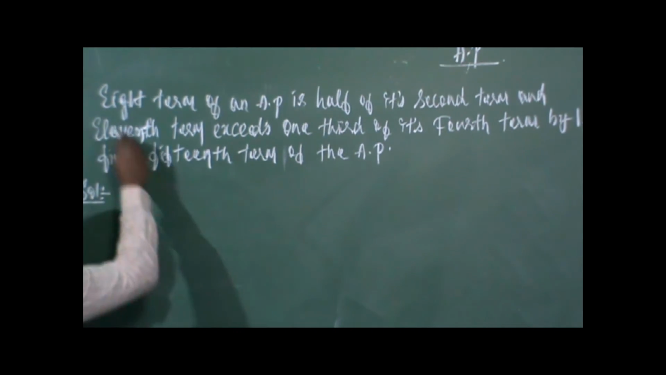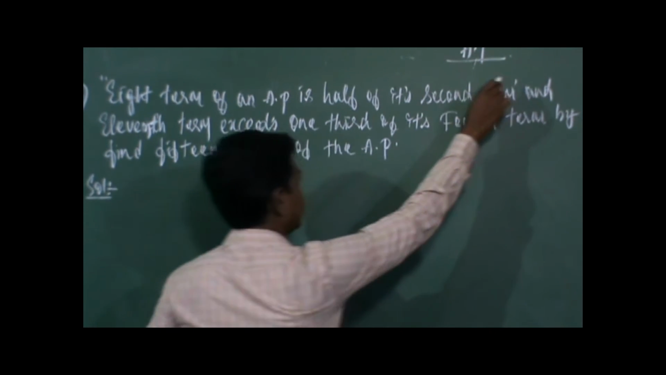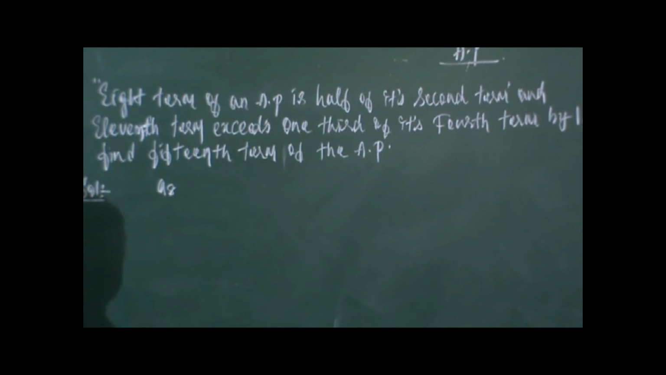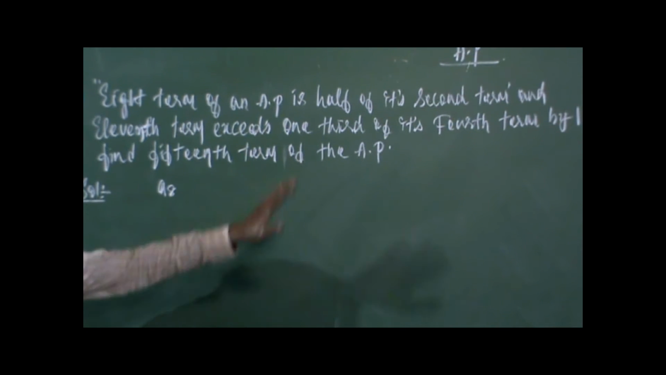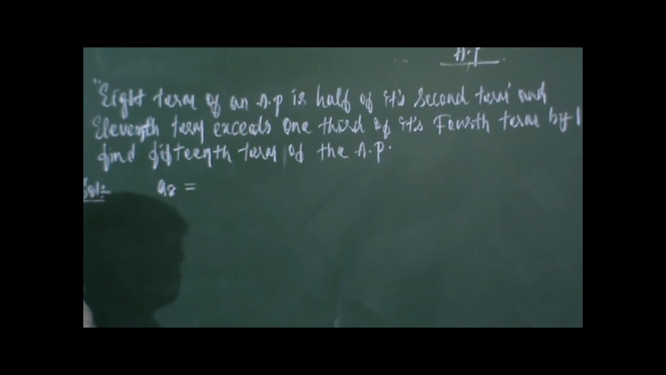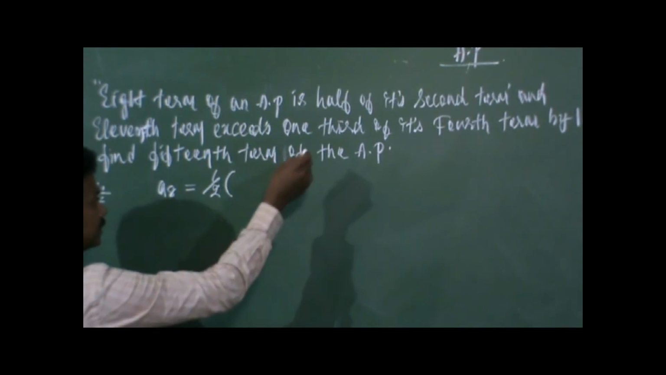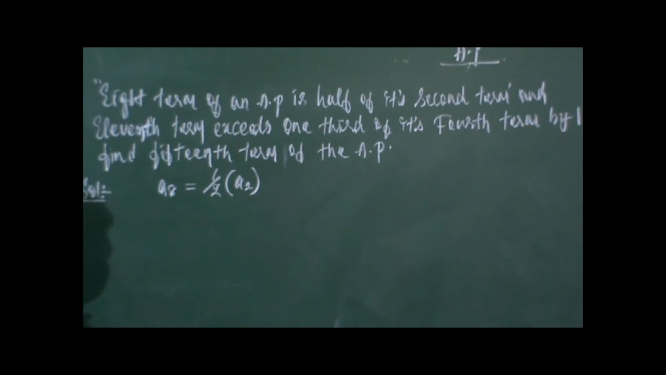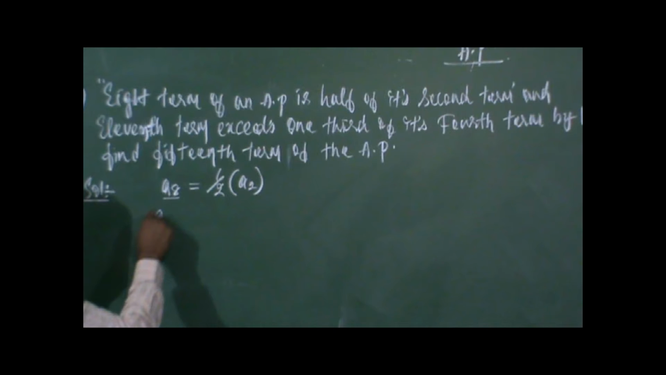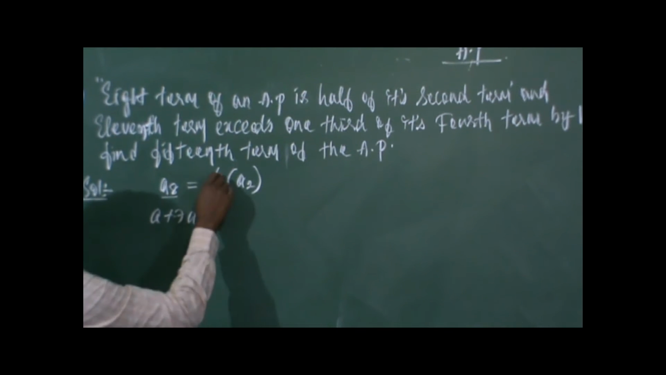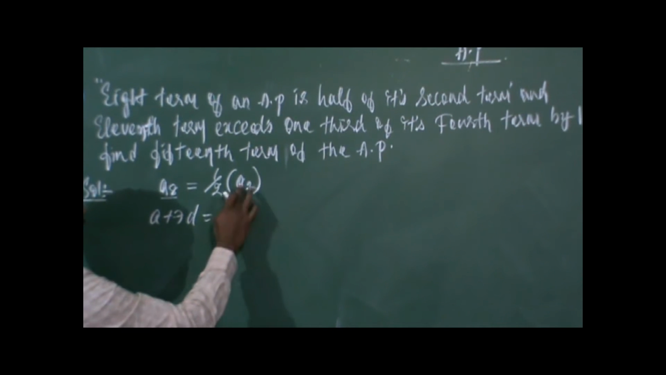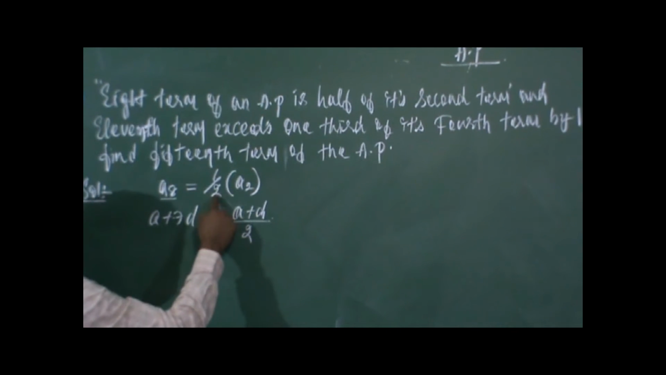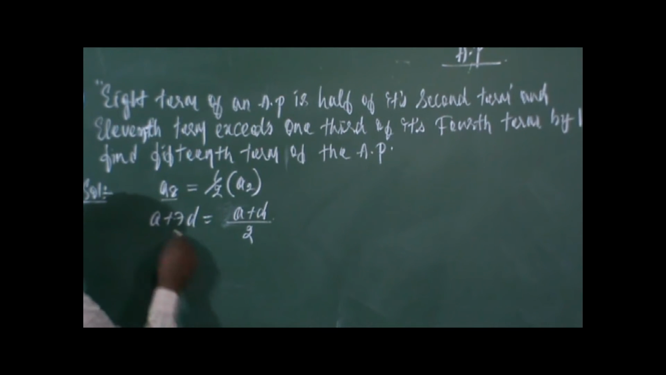So let us convert that English into a mathematical statement. So here 8th term of an AP can be written as A8. 8th term of an AP is half of its second term, is nothing but equals half of its second term. So that can be written as A2. Right? So let us go with this. So A8 can be written as A plus 7D is equal to 1 by 2 into A2. So A2 can be written as A plus D. So this is how we can write: 1 by 2 into A2 can be written as A plus D by 2 by 1.